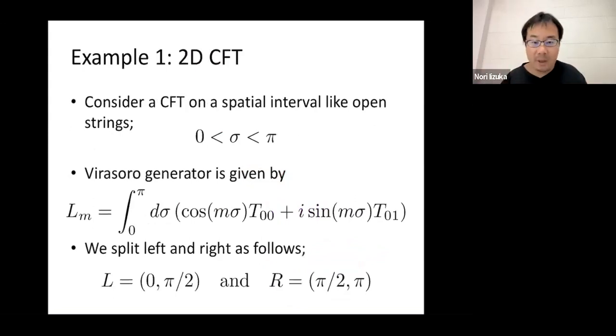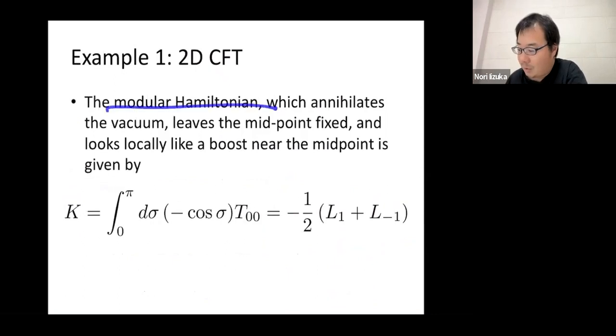So the trivial example I start with is a 2D CFT. Consider a CFT on a spatial interval, like an open string from 0 to pi, but I split the region into 0 to pi over 2 and pi over 2 to pi, left and right. The Virasoro generator is written like this, as you can see in the Green-Schwarz textbook. Now the modular Hamiltonian, which you can also write down for the vacuum, can be written in terms of the Virasoro L1 and L minus 1.